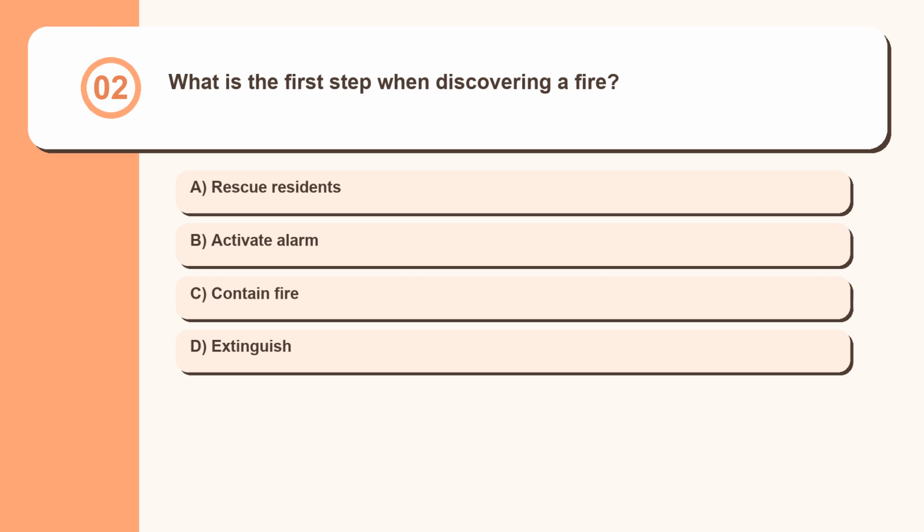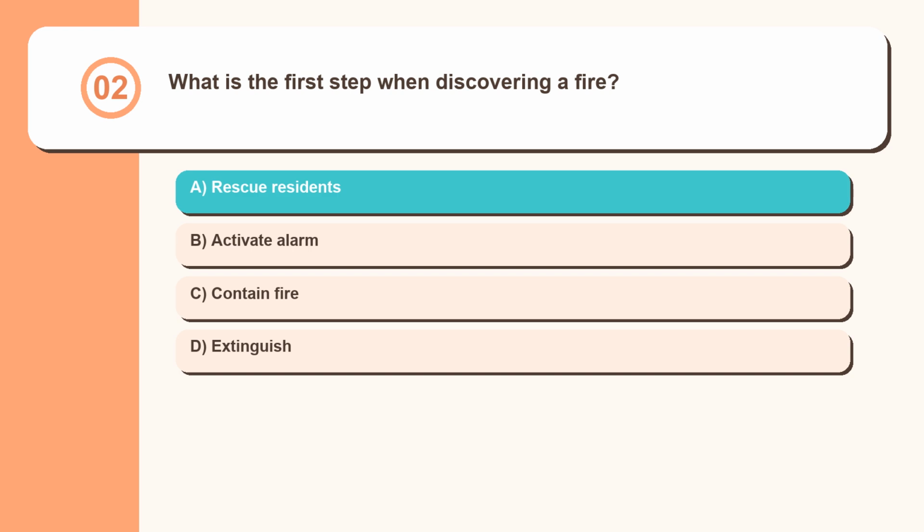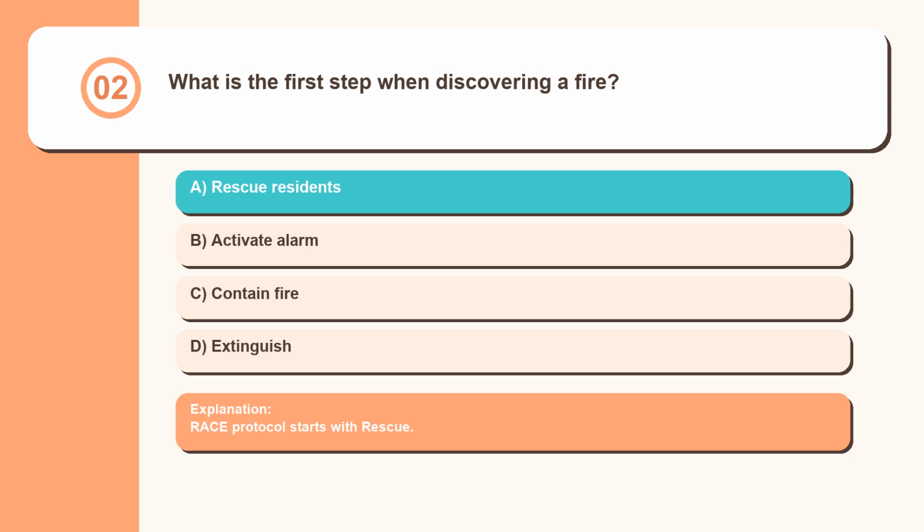Question 2. What is the first step when discovering a fire? Rescue residents. Activate alarm. Contain fire. Extinguish. Answer: RACE protocol starts with rescue.